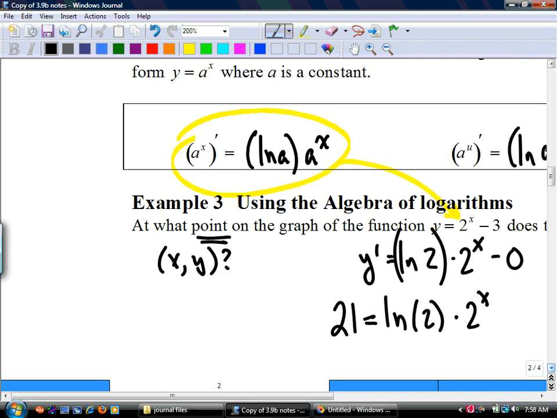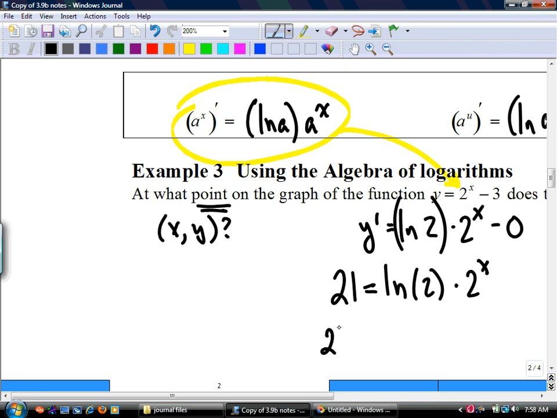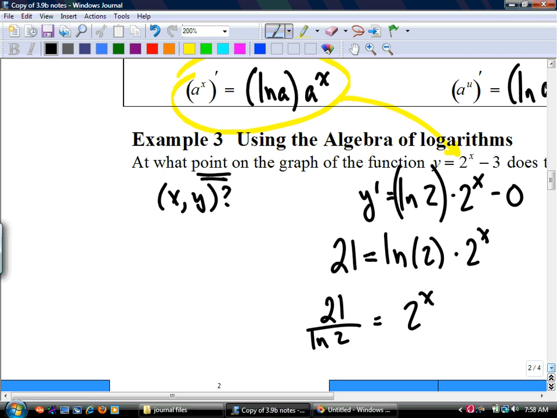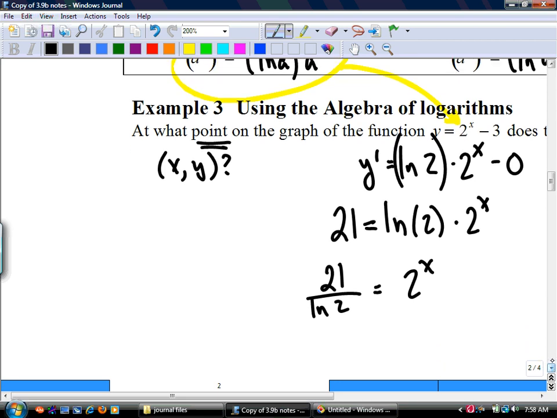Okay, now it's a math 12 question. Solve for x. Divide both sides by ln 2. So 21 divided by ln 2 equals 2 to the x. Get the x down from there. What log? What base? ln, because we're on a roll with it, and we might as well use it some more. Okay, ln of (21 over ln 2) equals x ln 2. Now what?